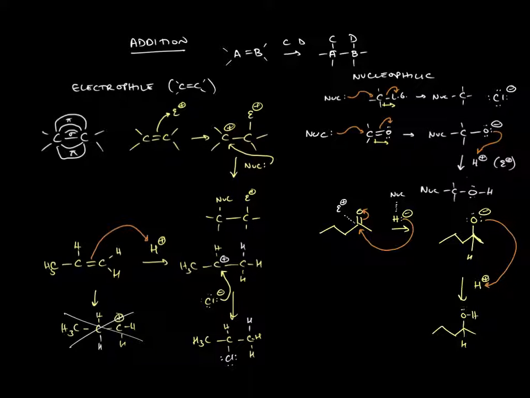Again, I don't expect you to be able to predict everything, but I do want you to see that really it's over and over and over again. Electrons move from something that has too much, like this nucleophile, or this alkene, to someone that doesn't have enough, like this electrophile, or that H+, which is also an electrophile.